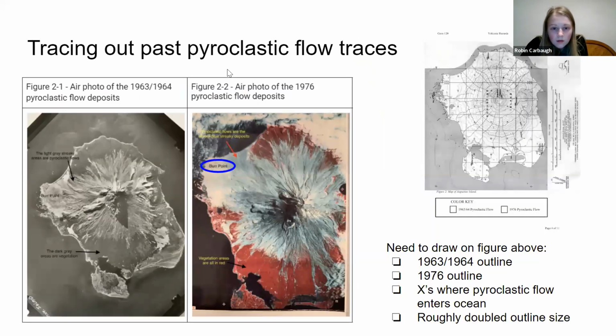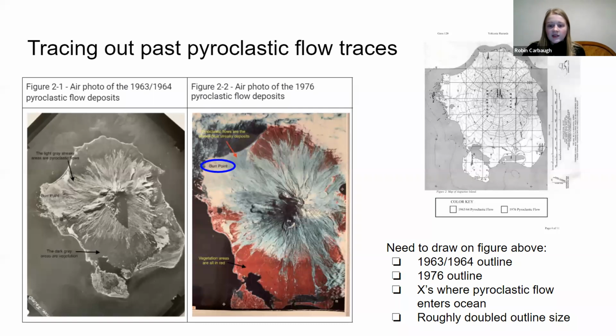So we've given you two different images here of the Augustine volcano. The black and white one is just your standard air photo, and this colored one is a false color image. It makes the vegetation red just to make it easier to see the contrast. We ask a few different things of you. On this black and white image, you're going to have to draw a few things and submit that.